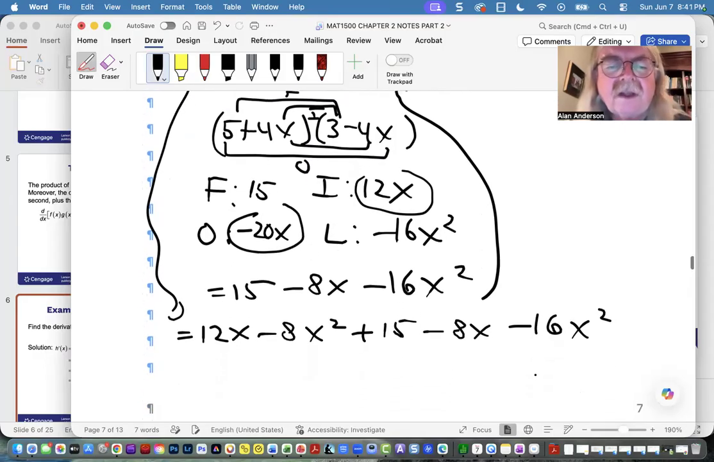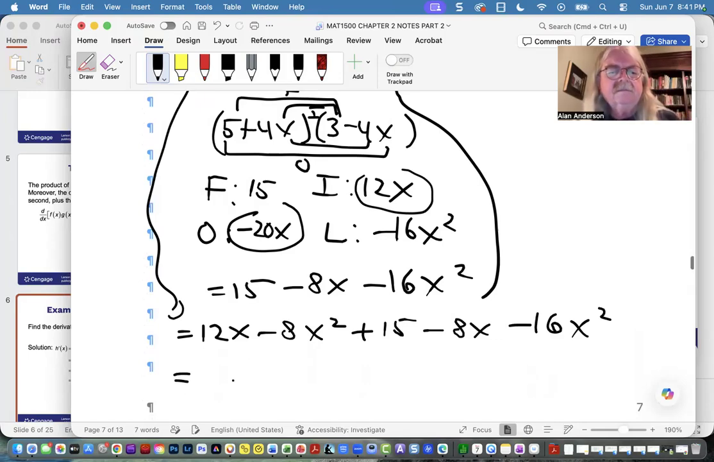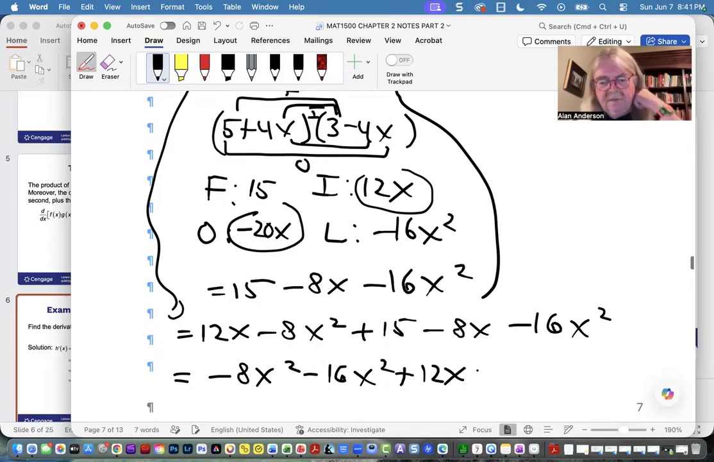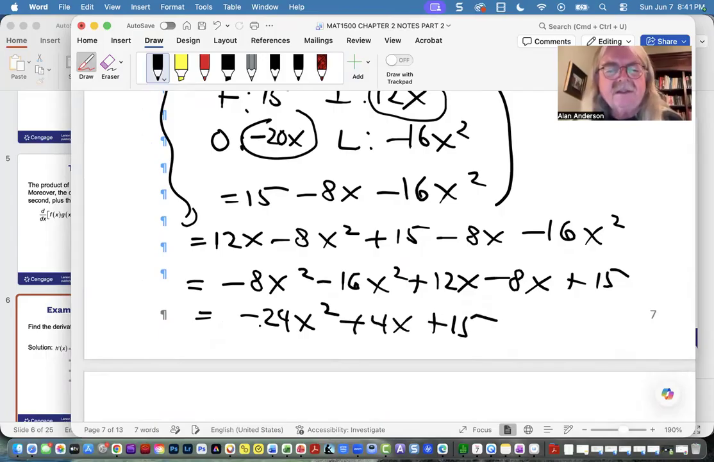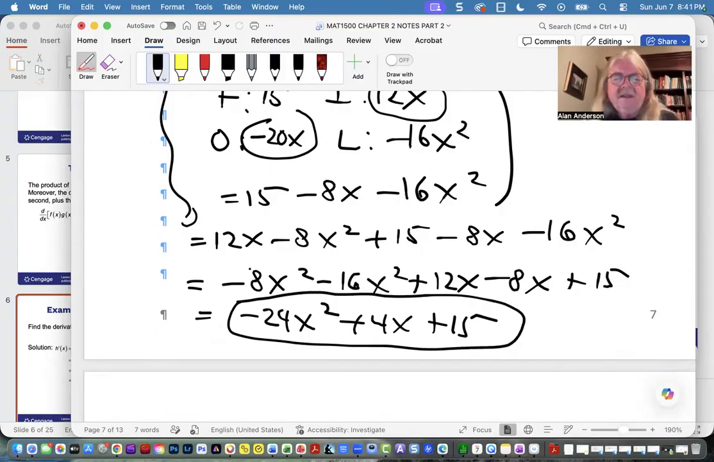All right, so we'll find all the like terms. We have 12x minus 8x, and then we have one constant, which is 15. And so we can combine these now. And there you go. This is our polynomial. And you notice we write them in descending order of the exponents, and we save the constant for last.